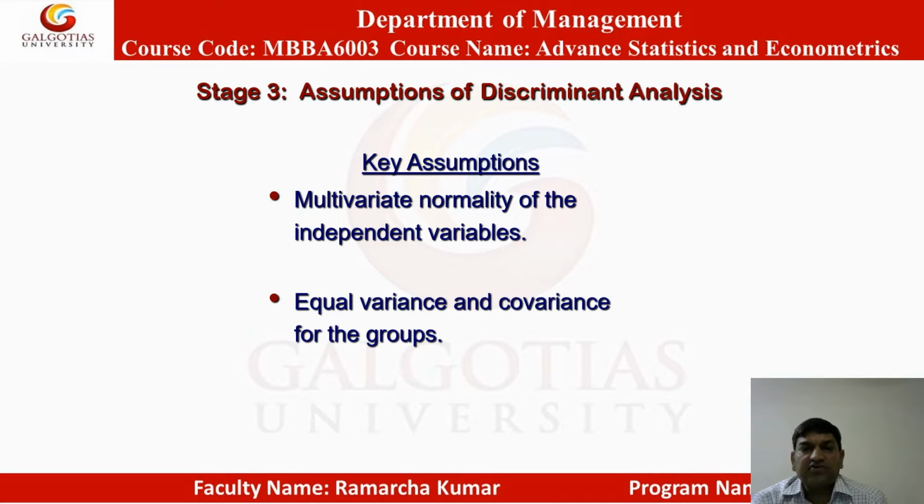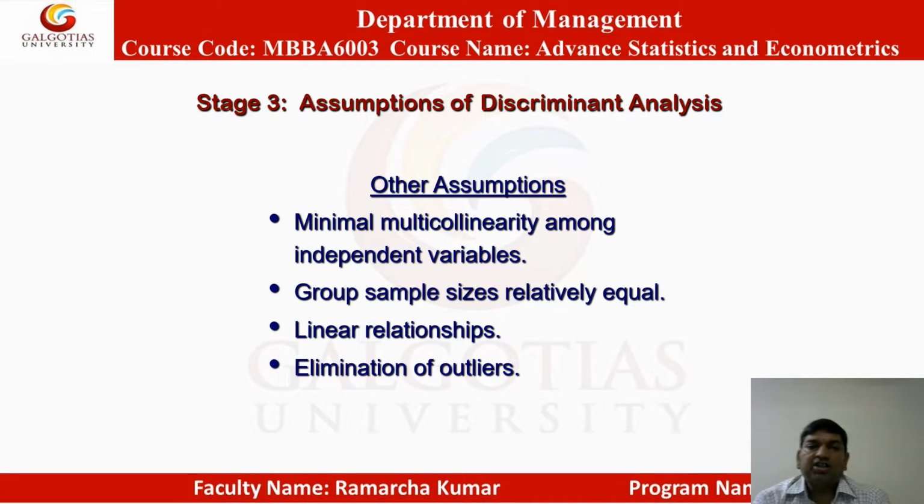In today's lecture, we are going to discuss the remaining part of the discriminant analysis. Remember, we have already done stage 1 and 2. In stage 3, we will look at the assumptions of discriminant analysis, and the key assumptions are multivariate normality of the independent variables, equal variance and covariance for the group. Other assumptions are minimal multicollinearity among independent variables, group sample size is relatively equal, linear relationship, elimination of outliers.